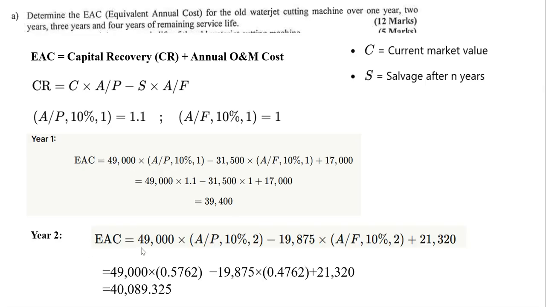For year 2, EAC is equal to 49,000, the current value, times A over P, 10%, 2, minus the worth of the system in the second year, 19,875, times A over F, 10% after 2 years. We have to calculate the difference between these two plus the operation and maintenance cost in year 2. So the result would be $40,089.325.